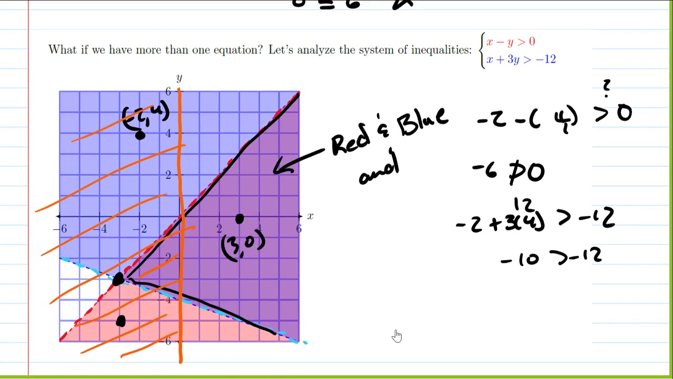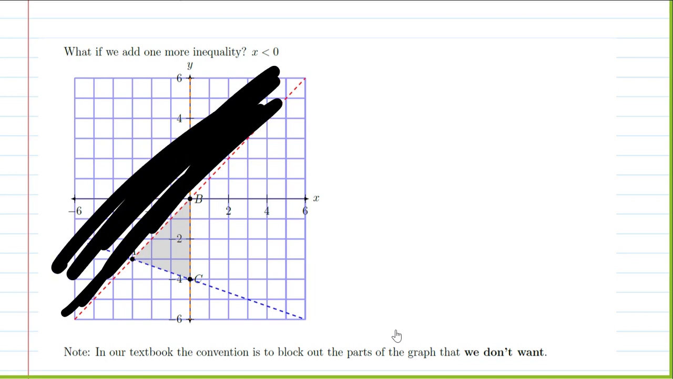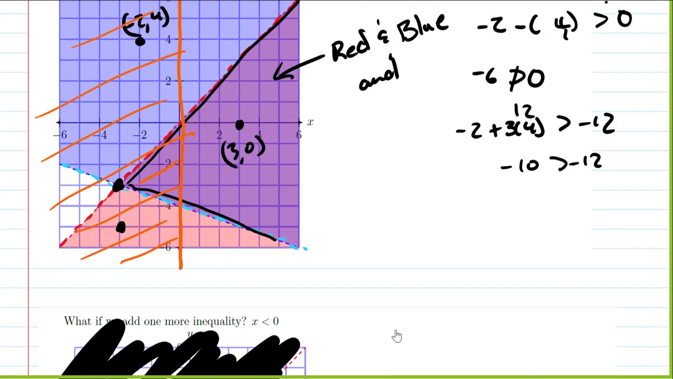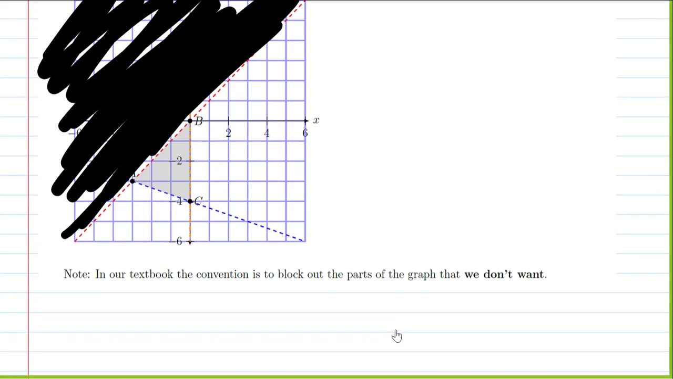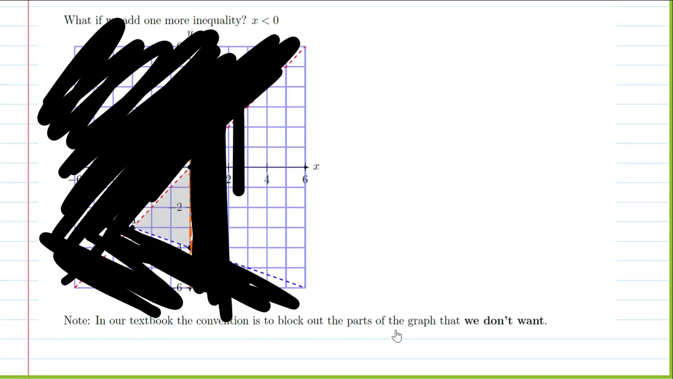So let's imagine shading the regions we don't want. The region we didn't want for the red line was everything above the line, so we shade what we don't want and get rid of everything up here. For the blue region, we wanted everything above the blue line, so we shade what we don't want, which was everything below the blue line. And then we add our last line, x equals 0, and we shade what we don't want, which is this over here.